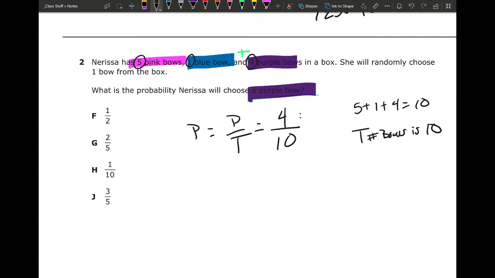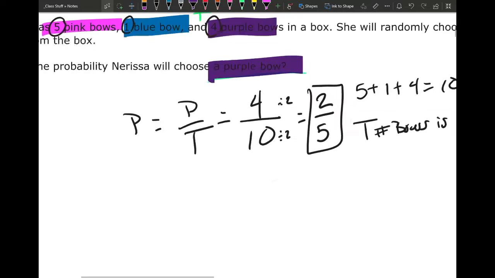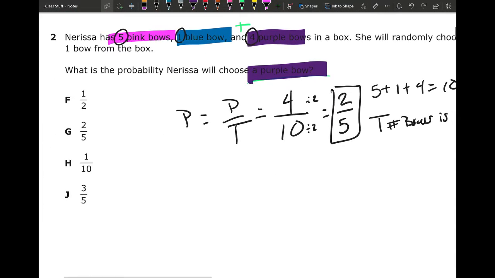So if I divide this by 2, I also have to do it at the bottom, right? So this is going to be 2 fifths. Is that one of my answer choices? It is. Now, can I simplify this any further? No, I cannot. So my answer is indeed going to be G.